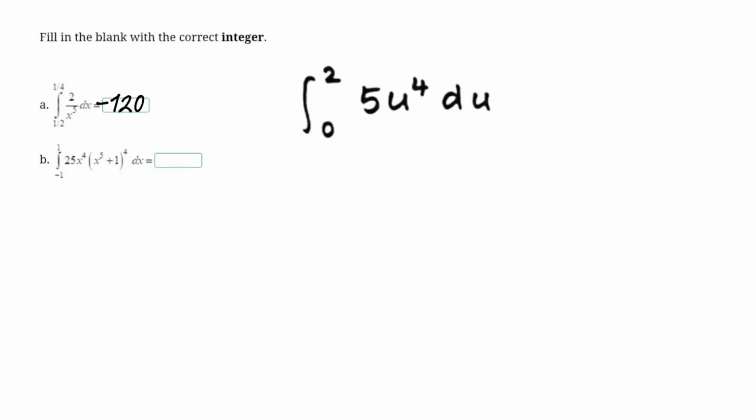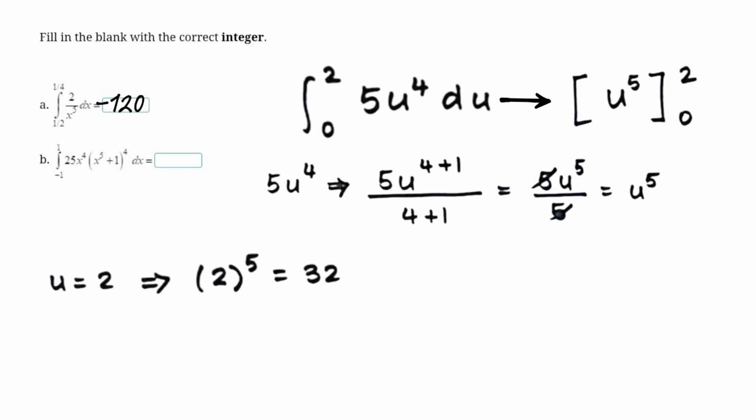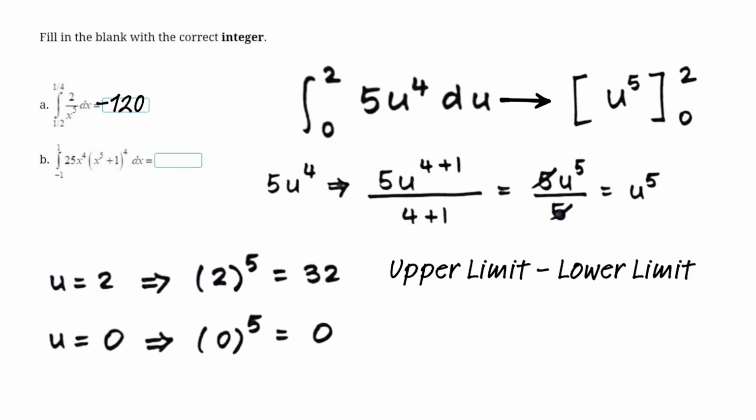To evaluate the new expression, we apply the power rule for integration. The integral of u to the fourth power is u to the fifth power. Now we can evaluate our upper and lower limits. For the upper limit, 2 to the fifth power equals 32. For the lower limit, 0 to the fifth power equals 0. Our final step is to subtract the lower from the upper limit. So 32 minus 0 equals 32.